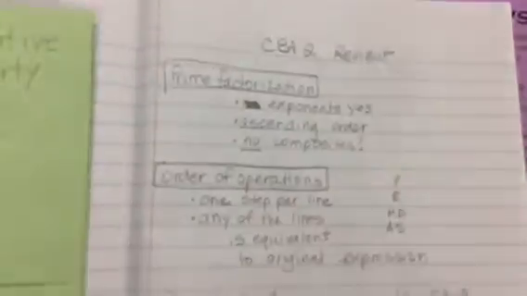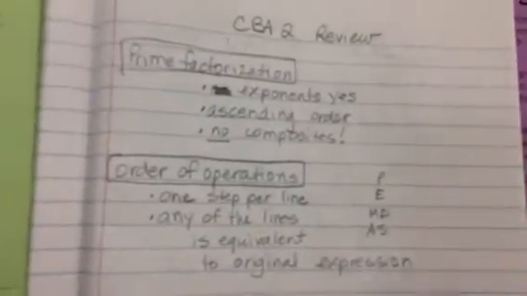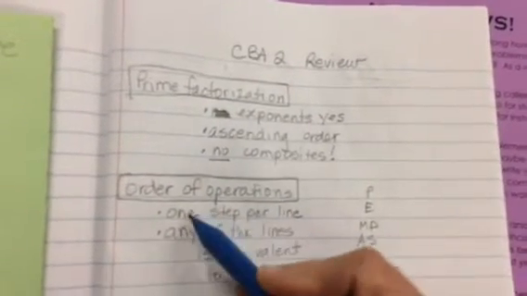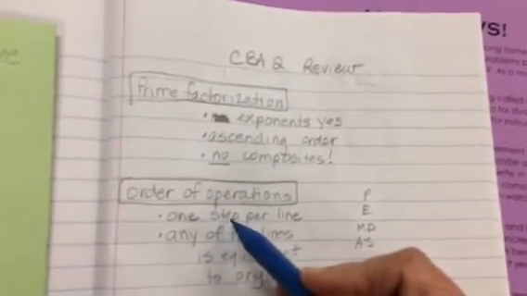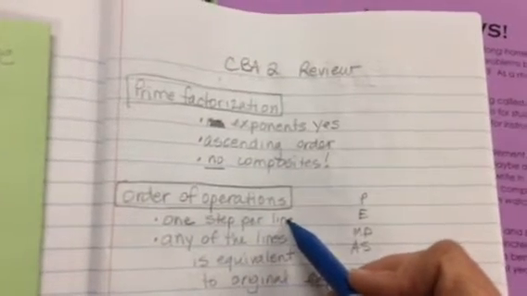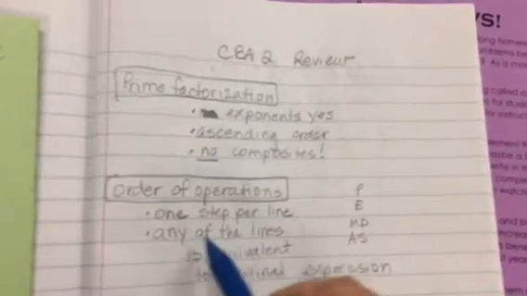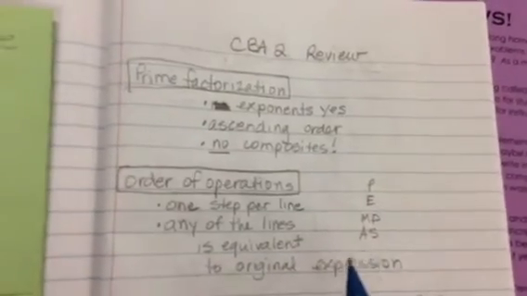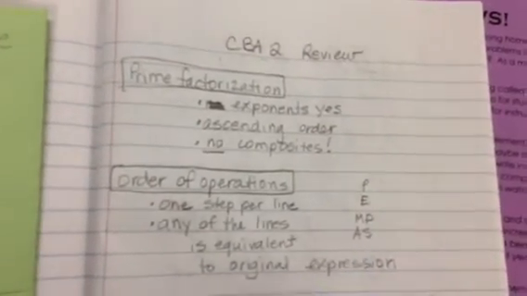The next thing I want to talk about is order of operations. I want to see this written on your test. Remember, you solve one step or one operation per line. Don't try to combo it. Any of the lines is equal to the original expression, and any of the lines could be an answer choice.